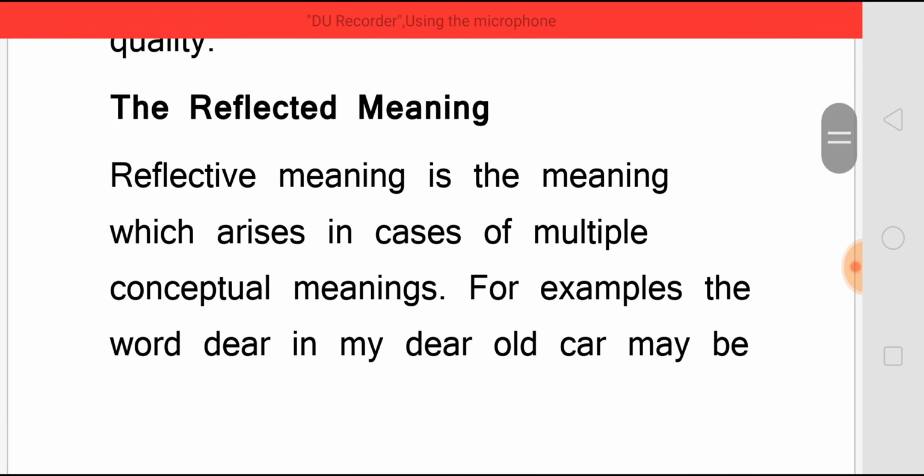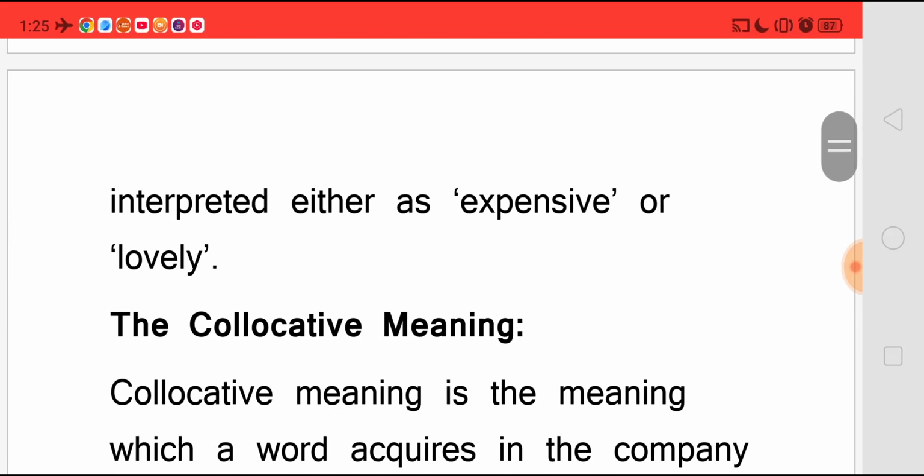Then we have the reflected meaning. Reflected meaning is the meaning which arises in case of multiple conceptual meanings. For example, the word dear in my dear old car may be interpreted either as expensive or as lovely.